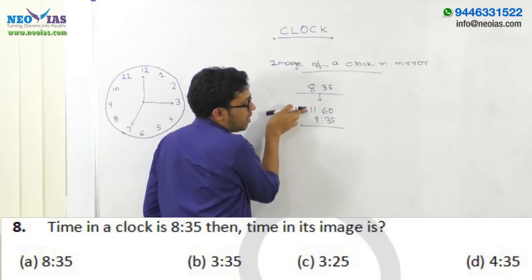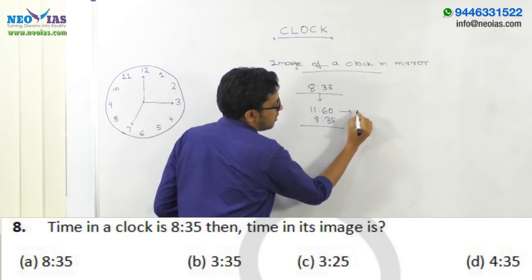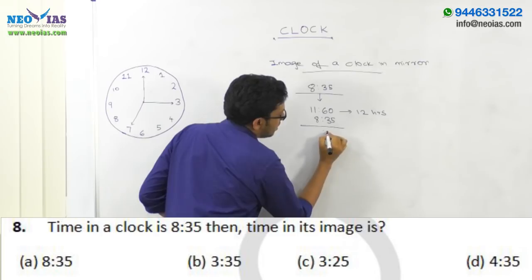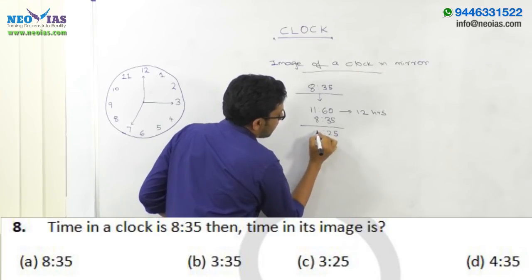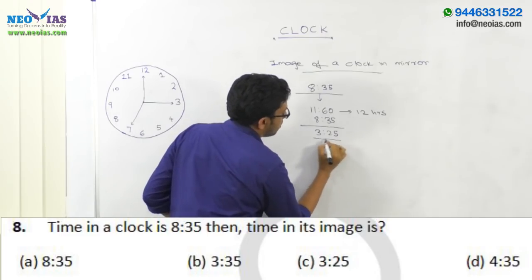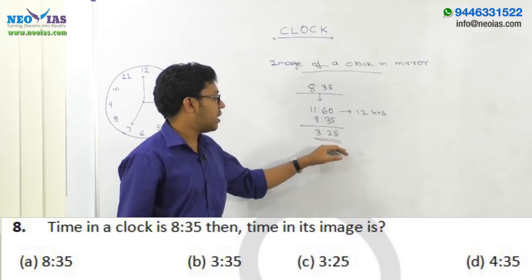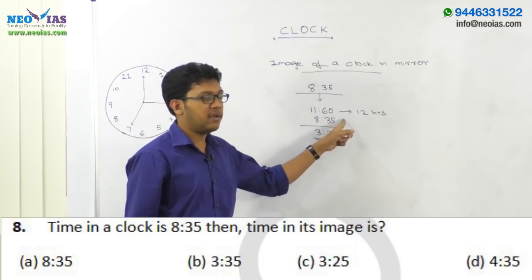11:60 indicates 11 hours 60 minutes. That is, we are subtracting it from 12 hours. Subtracting 8:35, we will get 3:25. 3:25 will be the image of a clock with a time 8:35.